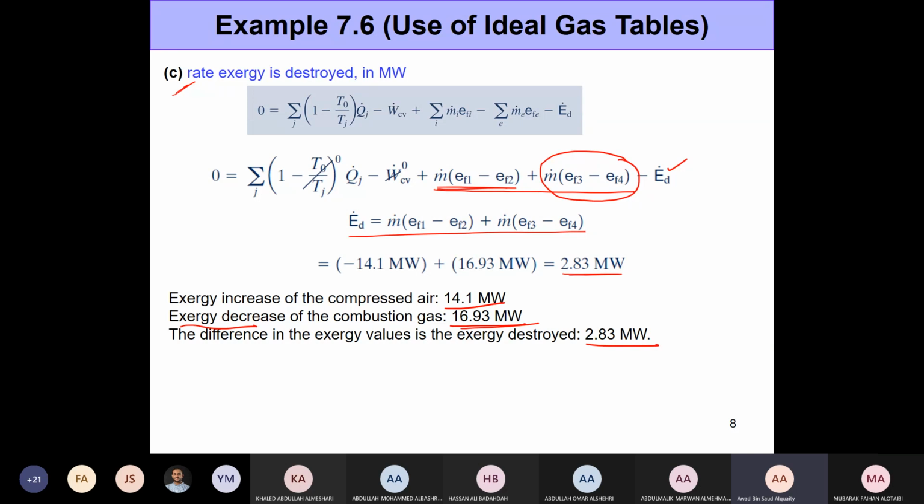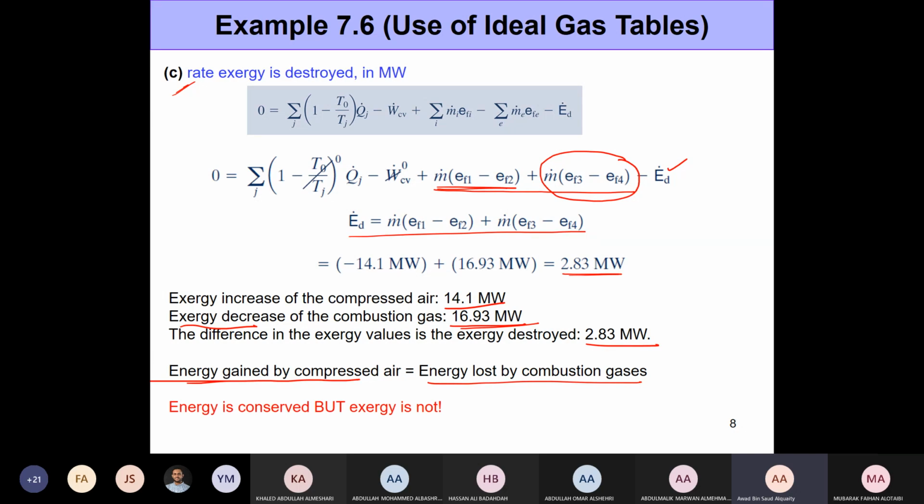So this is a very clear example to show you that although the energy gained by compressed air is exactly equal to the energy lost by combustion gases, which is what we used to calculate the temperature of the exit gases, the exergy gained by compressed air is absolutely not equal to the exergy lost by the combustion gases, right? And that's simply because energy is conserved, exergy is not, because exergy can be destroyed. And depending on how much exergy is destroyed, the exergy increase of compressed air would be different.